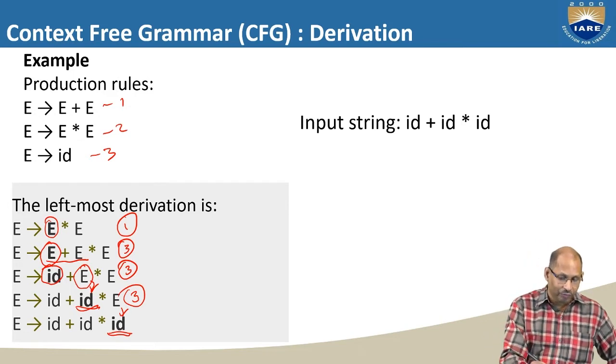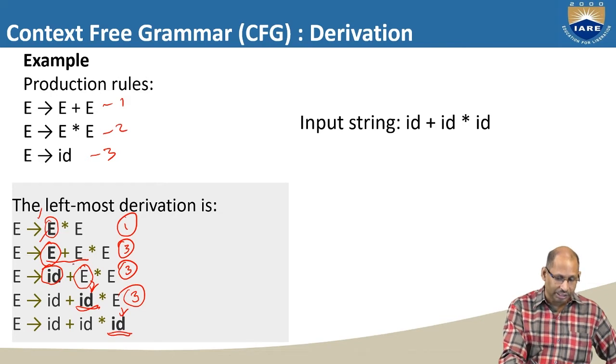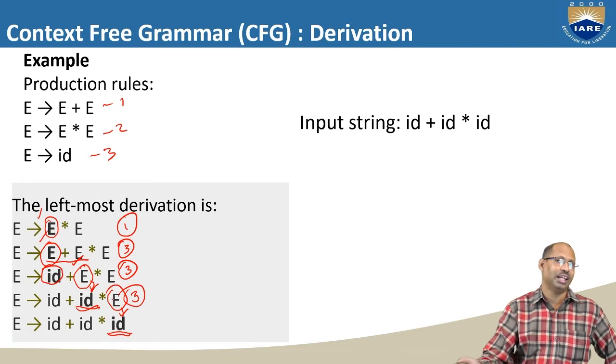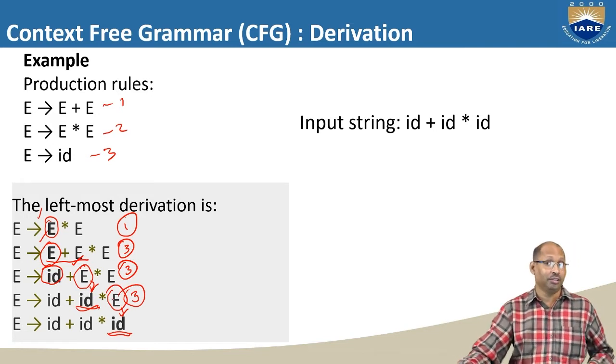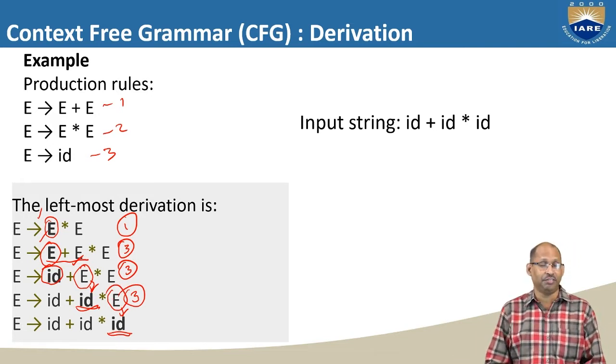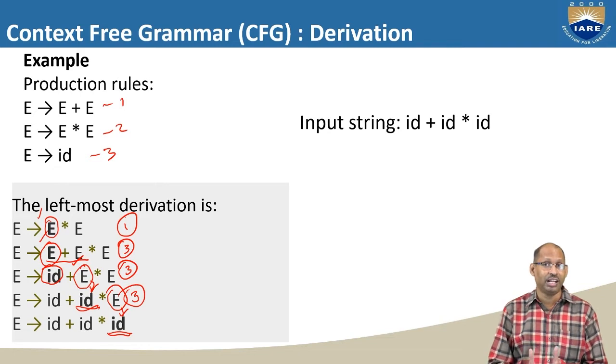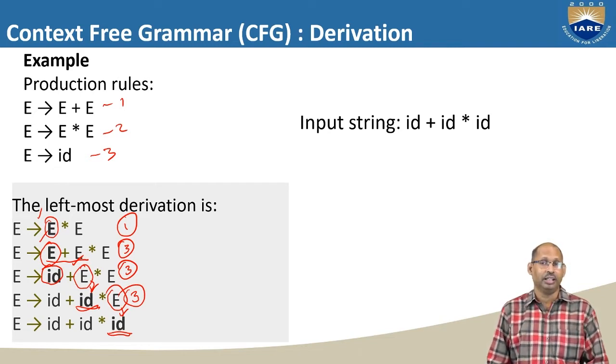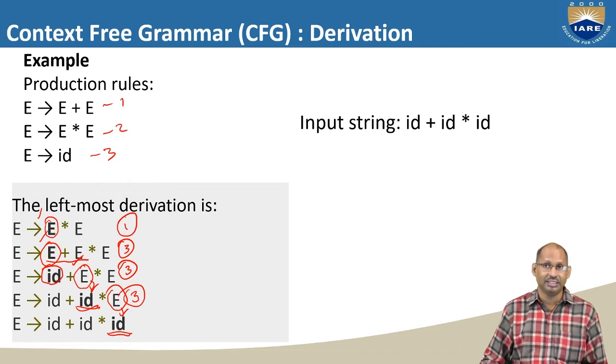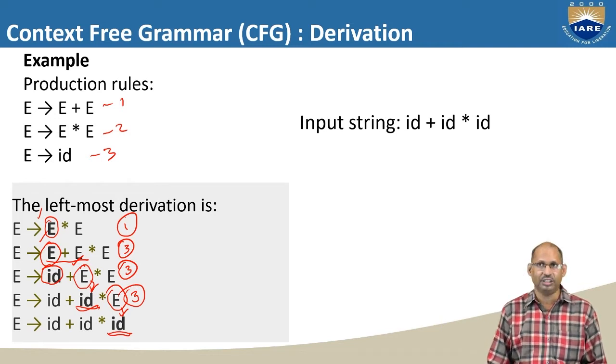So here this is a left end variable. Here it is a left end variable. Here it is a left end variable. Finally this will be the left end variable. In each step of this derivation, we are replacing the leftmost variable, right? So this we refer to as leftmost derivation.